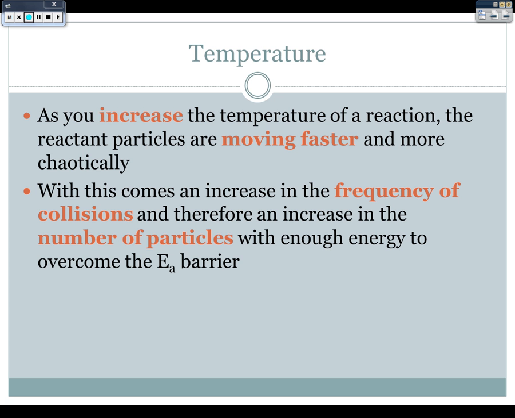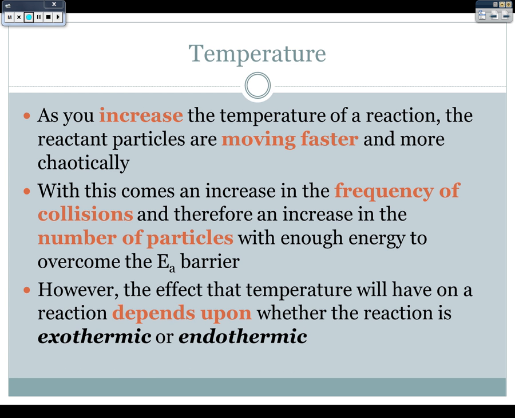Now, that doesn't mean that if, let's say, you increase the frequency of collisions by 10 collisions, that all 10 of those are going to have a high enough energy. However, it does mean that at least some of those 10 will, which means that the number of particles that have a high enough energy to overcome that activation energy barrier increases. It doesn't increase at the exact same rate as the frequency of collisions, but it does still increase.